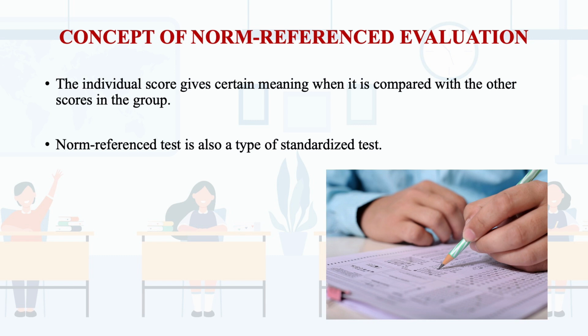Unless you know the scores of other learners, you cannot compare it in a better way. So that's why an individual score has very little meaning. But an individual score will be meaningful when you compare it with the group score. And what we do in a norm referenced evaluation is compare the individual performance or the individual score with the group scores. Then the norm referenced test is also a type of standardized test.